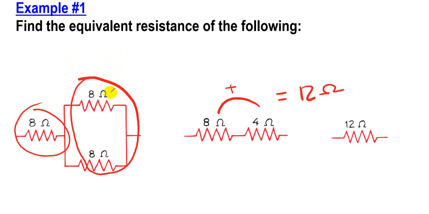So for a parallel circuit, we do a little bit different. It's 1 over R1 plus 1 over R2, and then we need to flip them over to find the total resistance. So R total is 1 over some number.